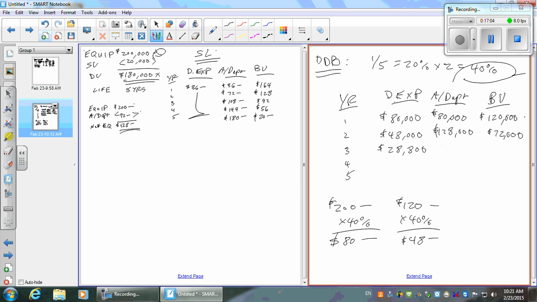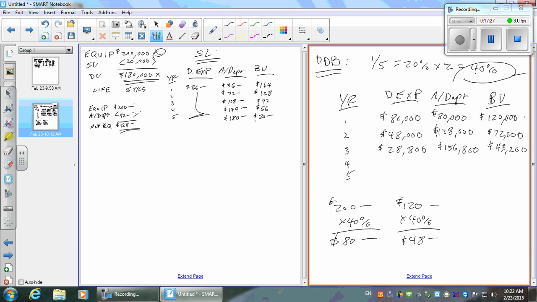Now what do we have? 128 plus 28. 156,800. Take that away from the 200. How much do we have remaining book value? 43,200. Now we want to be careful. When do we want to stop, you guys? When we get to 20. Remaining book value 20 is as low as you want to go, right?